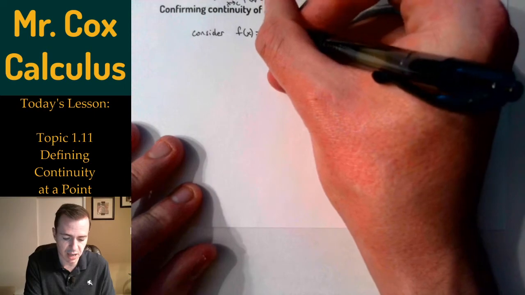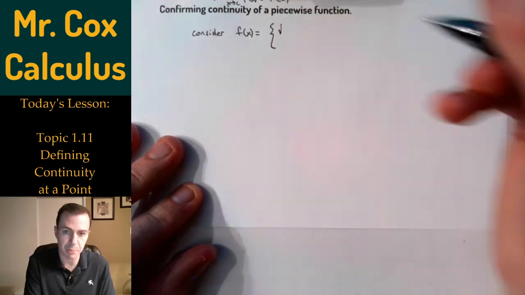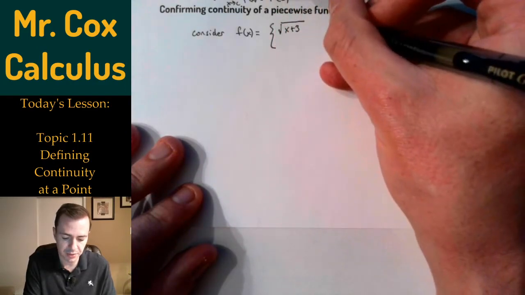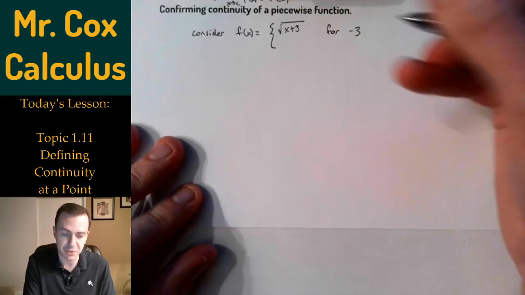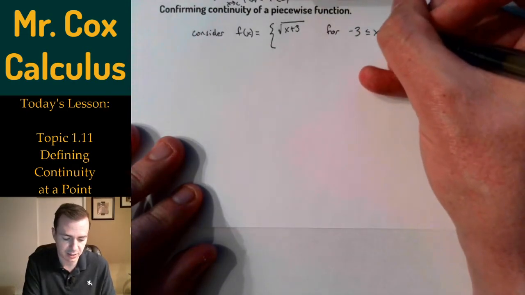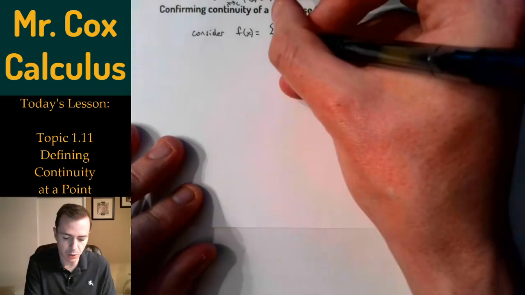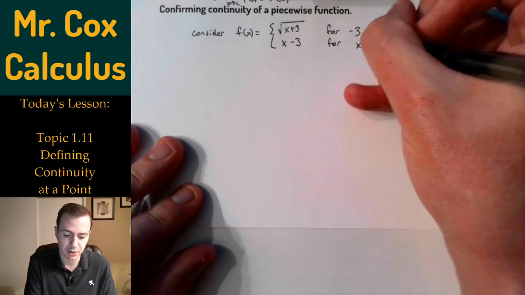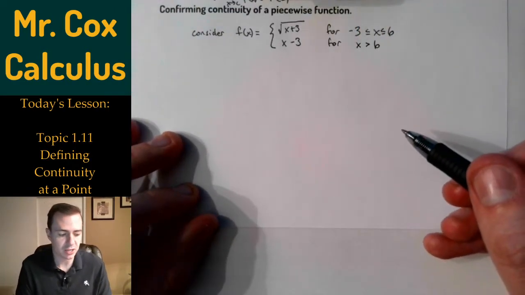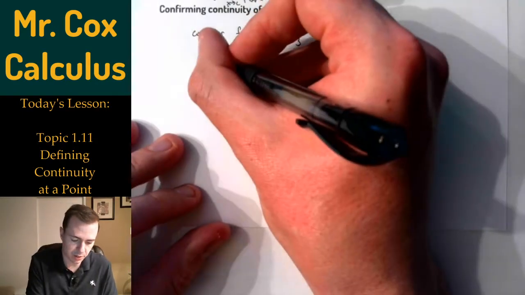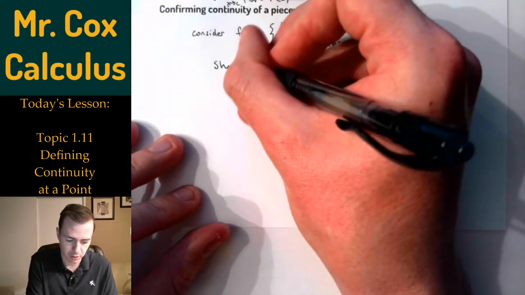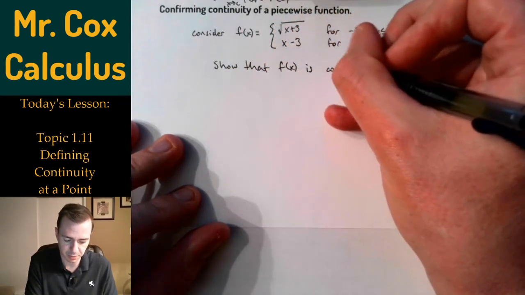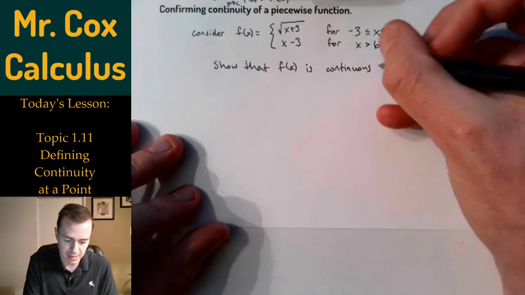So let's look at the function f of x, and it's going to be a piecewise function here. It's going to be the square root of x plus 3, and this is going to be true for values -3 less than or equal to x, less than or equal to 6. And it's going to be the piece x minus 3 for values x greater than 6. And what we're interested in here is that we want to show that f of x is continuous at x equals 6.